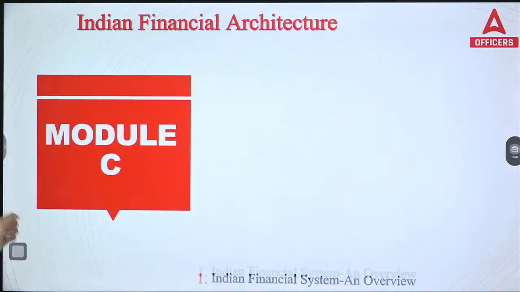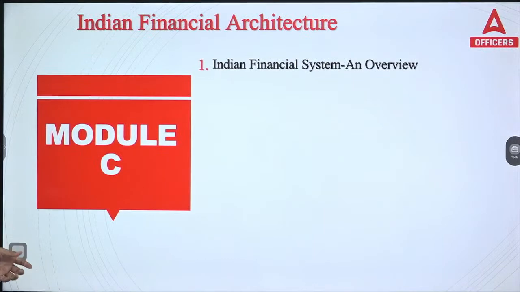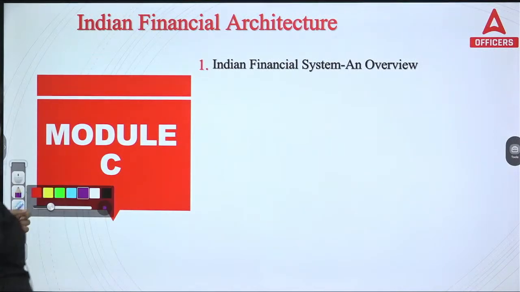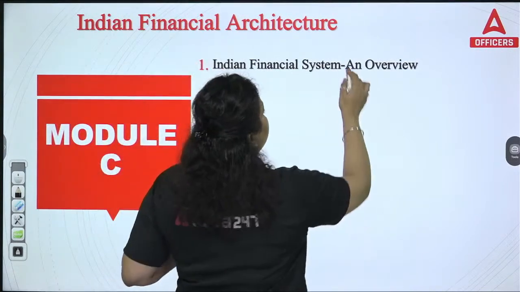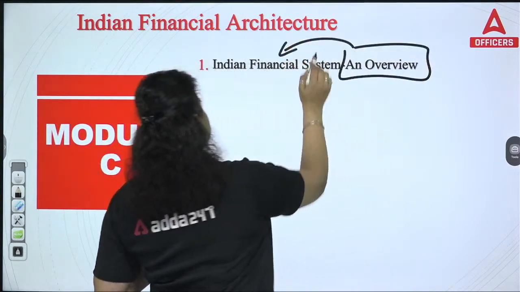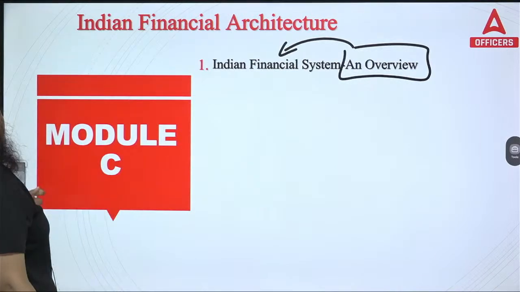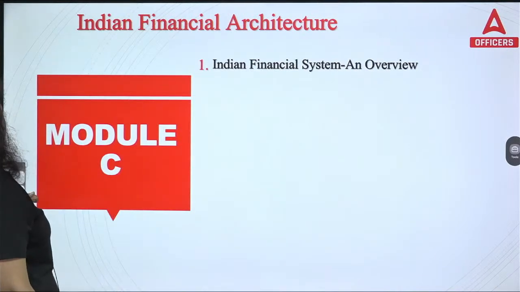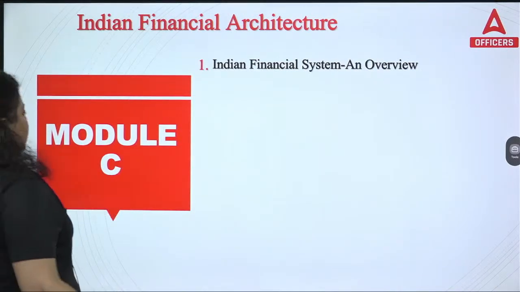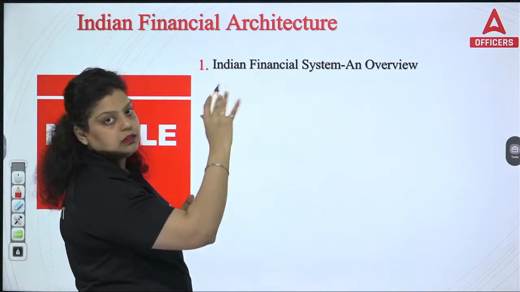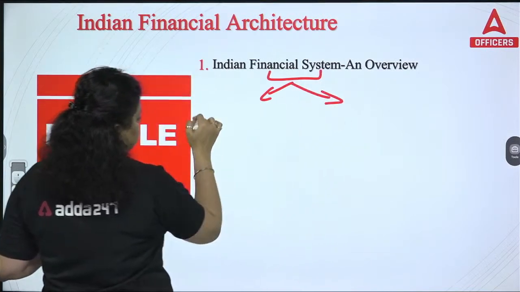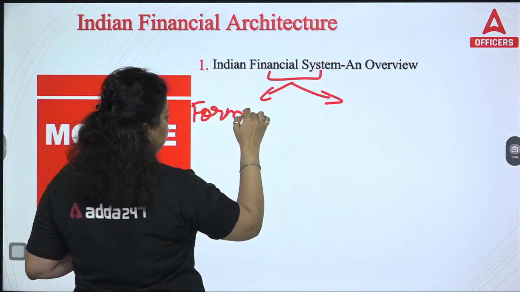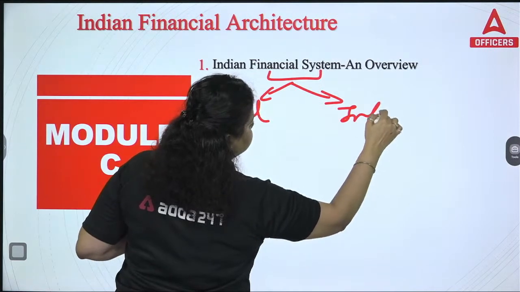If I talk about module C, first you have to cover the Indian financial system overview. As we have covered the overview of your Indian economy, similarly we have to cover the overview of the Indian financial system. Now, what is the Indian financial system? The financial system is the system in which we exchange funds among the persons who have surplus money and the persons who have a deficit of money. The financial system is divided into two systems, that is the formal financial system and the informal financial system.